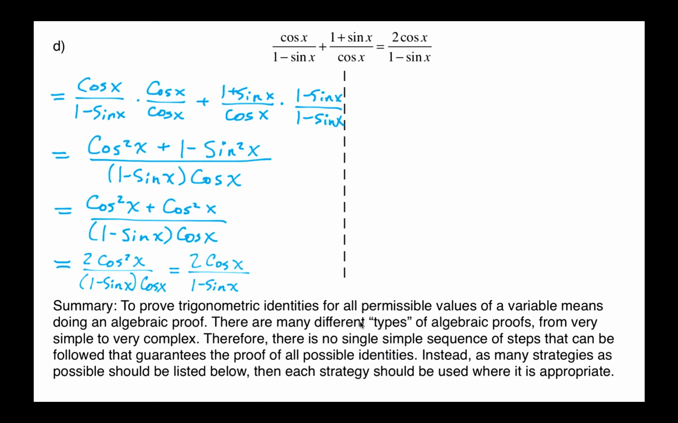So although there are many different types of algebraic proofs, from very simple to complex, there's no simple sequence of steps that you can go through that guarantees a proof for all possible identities. So instead, we've got a bunch of strategies that have been illustrated here in our examples, and I'm listing these possible strategies that we could take, and each strategy should be used where it's appropriate. So here are some of the strategies that we have seen so far in these examples. So use some known identities to make substitutions. That's one thing that you can do.